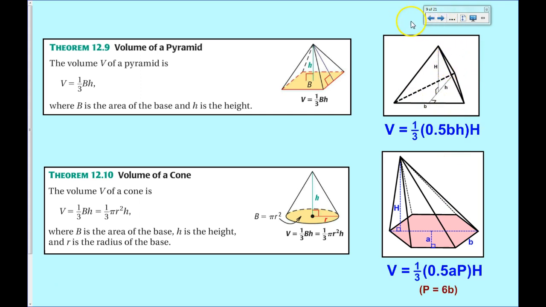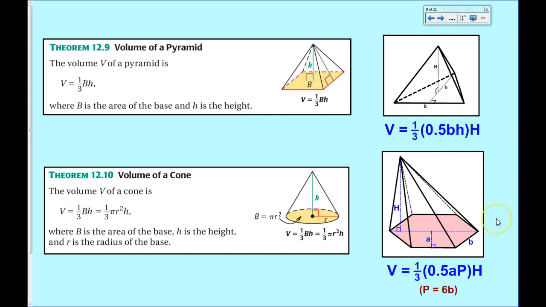If you do that correctly, they both have a factor of 1/3, and then you get into the area of the base. The area of the base on this one is a triangle, so you have 1/2 base times height. There's that little h versus the big H coming into play here, times the height of the overall pyramid. So it looks like that.